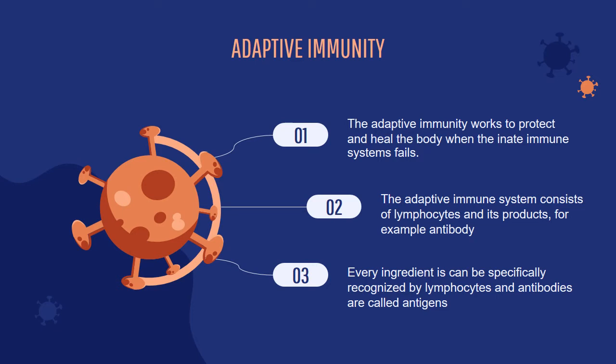The adaptive immune system consists of lymphocytes and their products, for example, antibodies. Every ingredient that can be specifically recognized by lymphocytes and antibodies is called an antigen. Adaptive immunity uses cells as well as molecules from the natural immune system to eliminate microbes, and functions to enhance antimicrobial immunity. For example, antibodies bind to microbes, and microbes that are coated with antibodies bind strongly to phagocytes, activating these phagocytes to digest and destroy microbes.